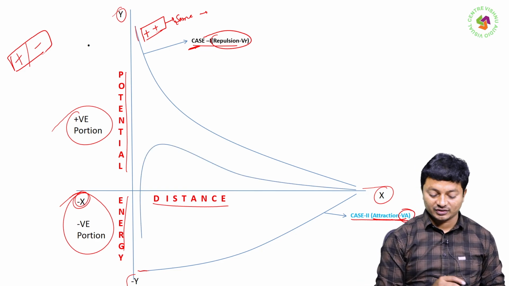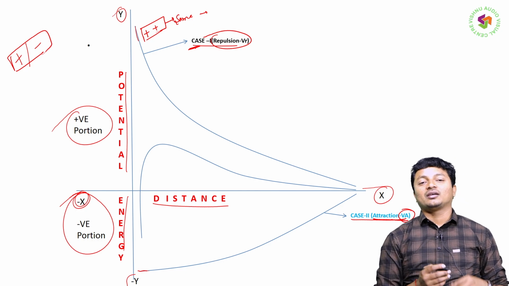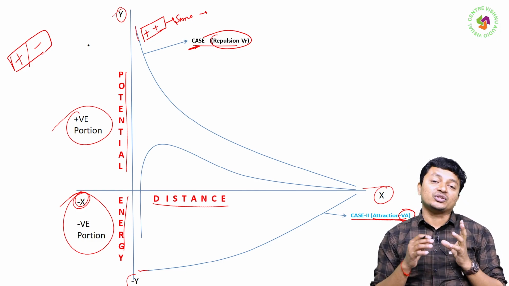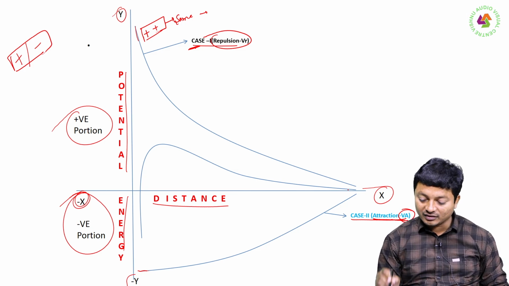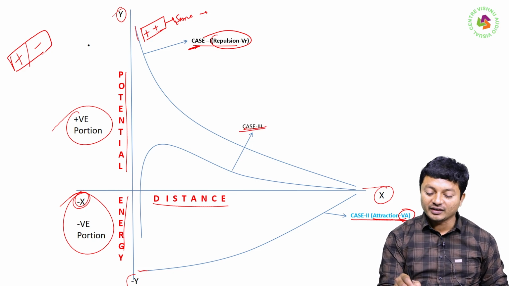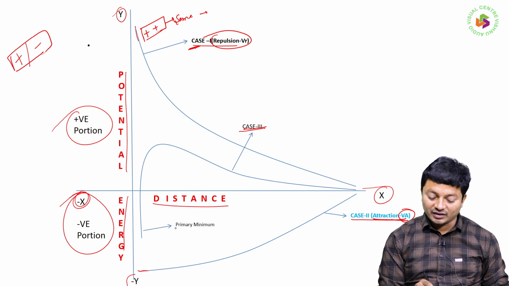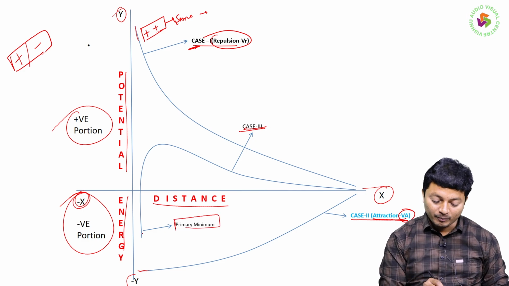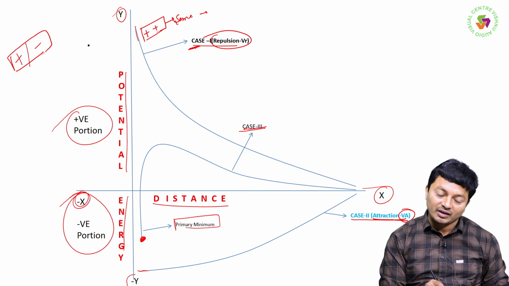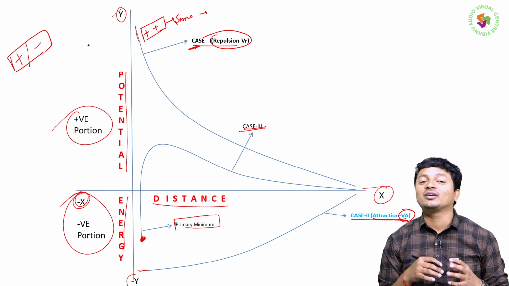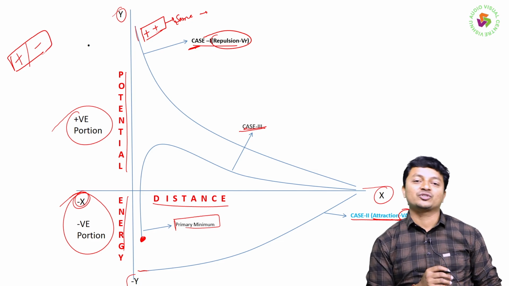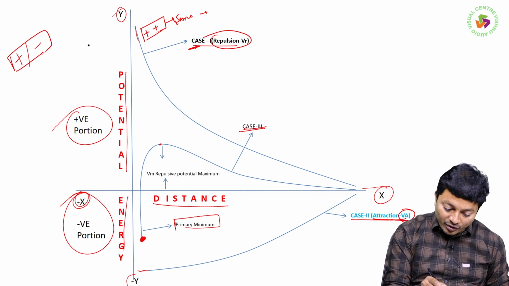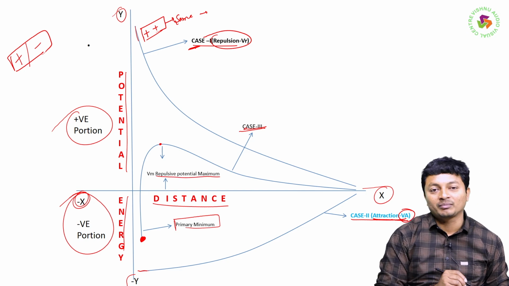And in the third case, what we are doing, we are bringing forcefully the same charged particles, and that will be indicated by this curve. Here this indicates case 3, and in this case 3 we can see the primary minimum. Primary minimum means the starting point of the same charged particles. Initially, they won't be able to attract each other because they are same charged particles, and at some point we can get the repulsion potential maximum.